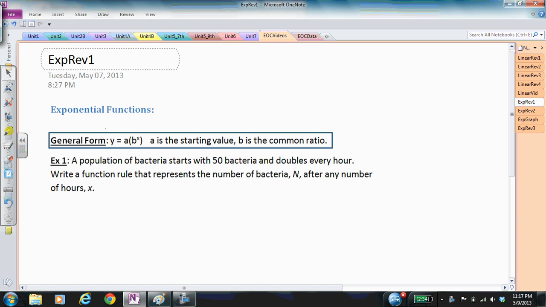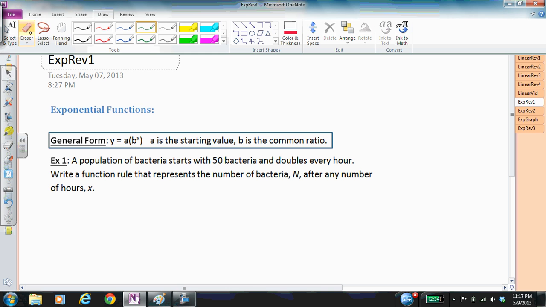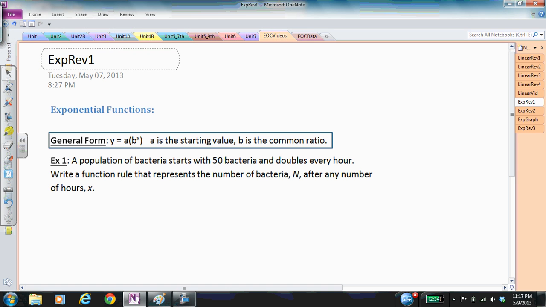And that is this, the general form, y equals a times b raised to the power of x, where a is the starting value and b is the common ratio. A is the starting value and b is the common ratio. So by common ratio, I mean b could be either a growth factor in cases of exponential growth, or it could be a decay factor in cases of exponential decay.